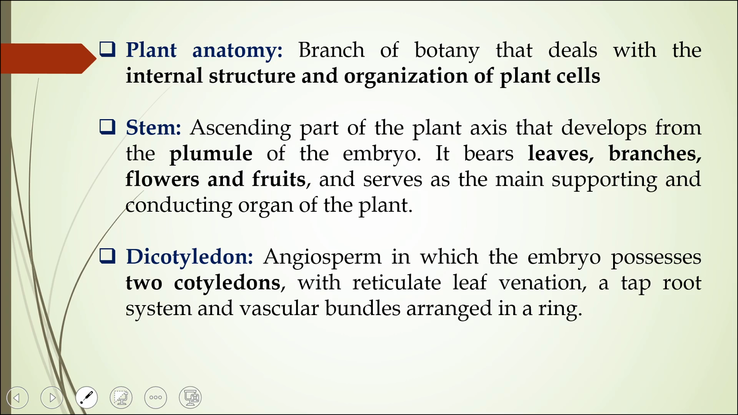At the same time, a monocot also develops from the embryo, but it contains a single cotyledon, and it has parallel venation and a fibrous root system, and the vascular bundles are arranged in a scattered manner. These are the important differences between the dicot and the monocot.